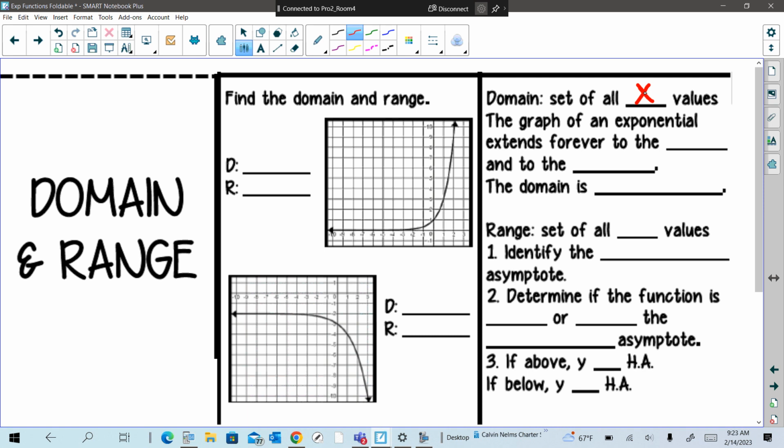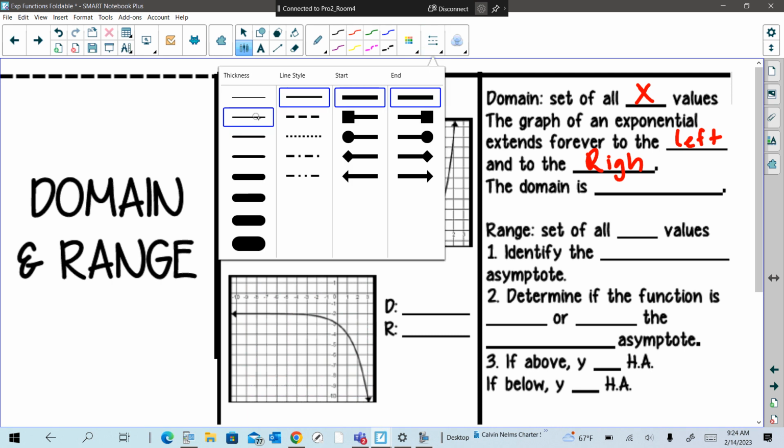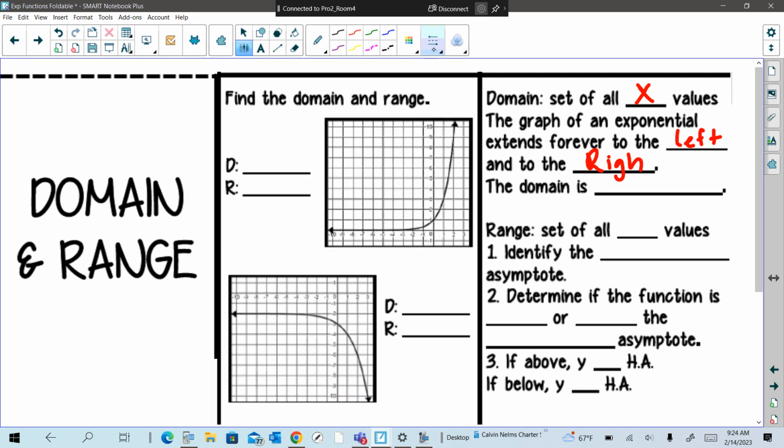The graph of an exponential function will extend forever to the left and to the right. The domain is your x values, so you're looking at the x-axis, left or right. What you have to remember is, this is just a fact: this is your answer always for any exponential function. The domain is all real numbers. It's always going to be all real numbers.